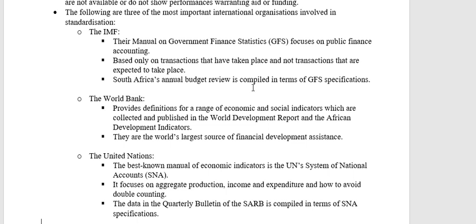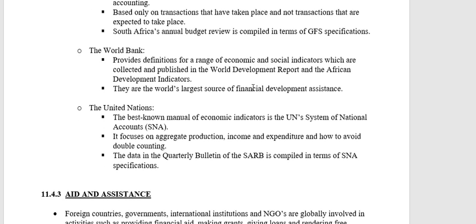Okay, then the World Bank. World Bank is in charge basically of economic development. Their focus area is economic development. So they provide definitions for a range of economic and social indicators. So obviously they define exactly what is, for example, access to water. When does a person have access to water? What is the definition of a person that has access to water?